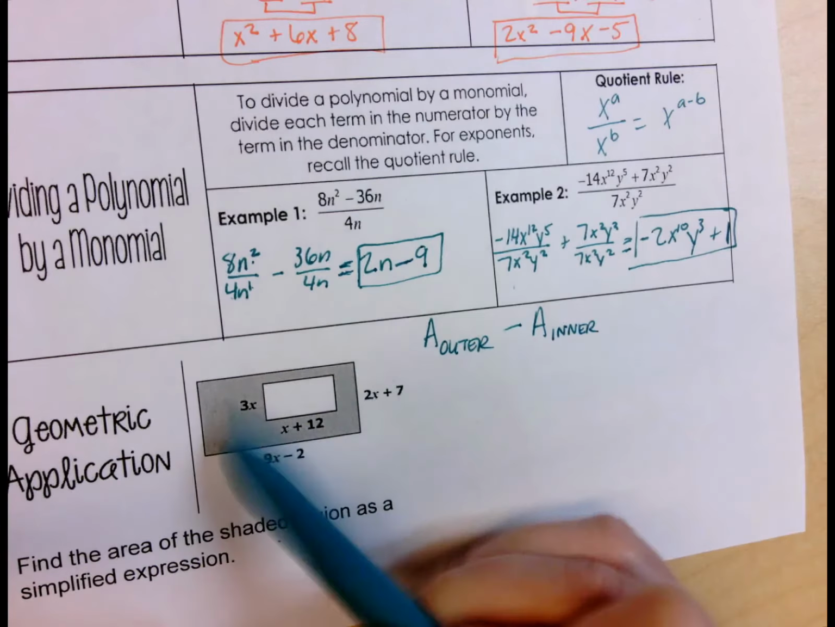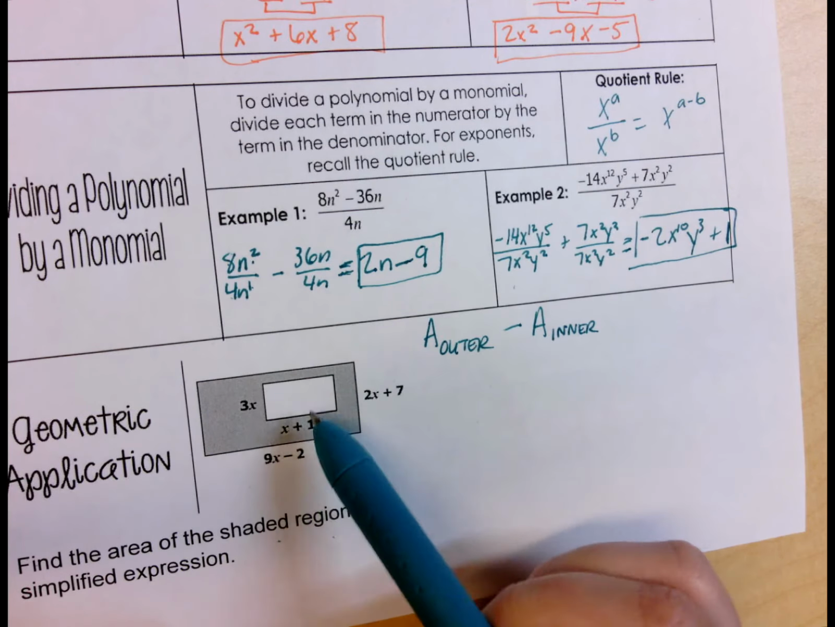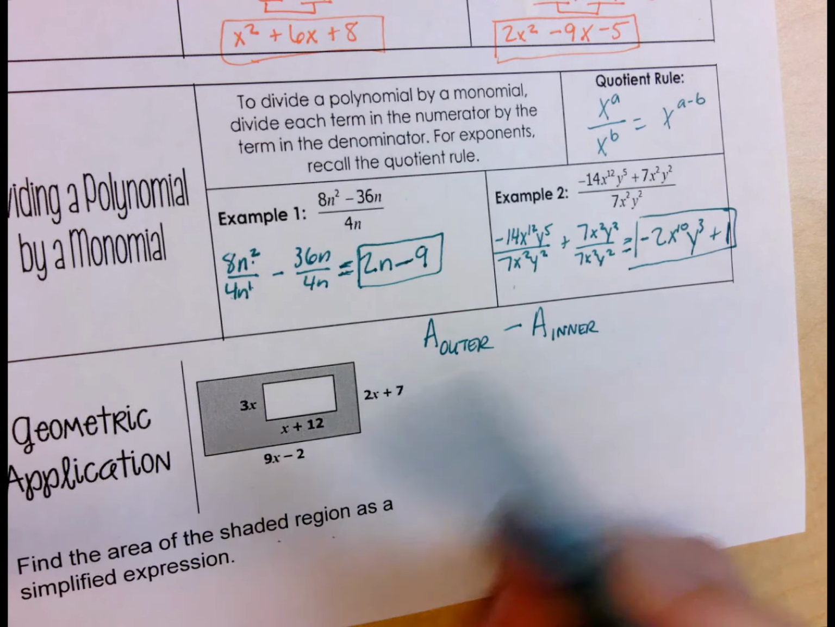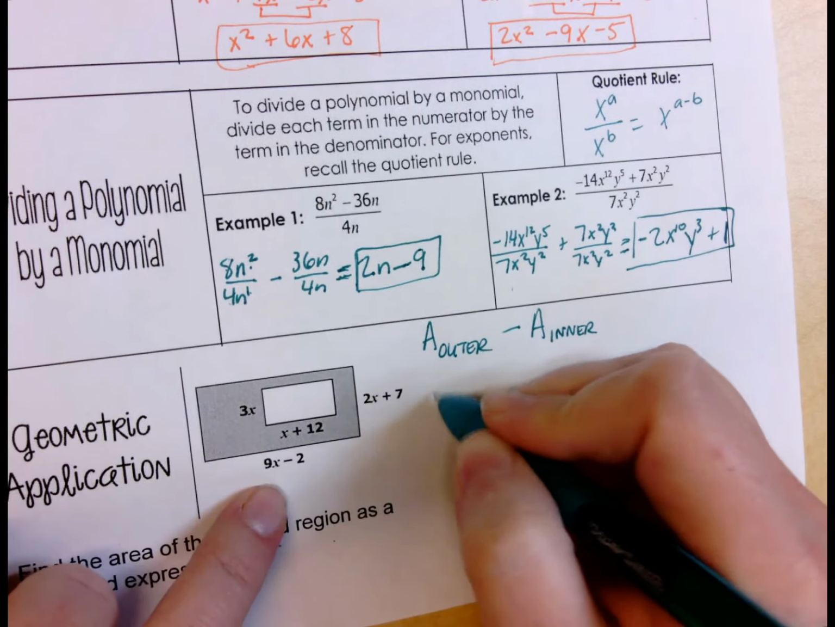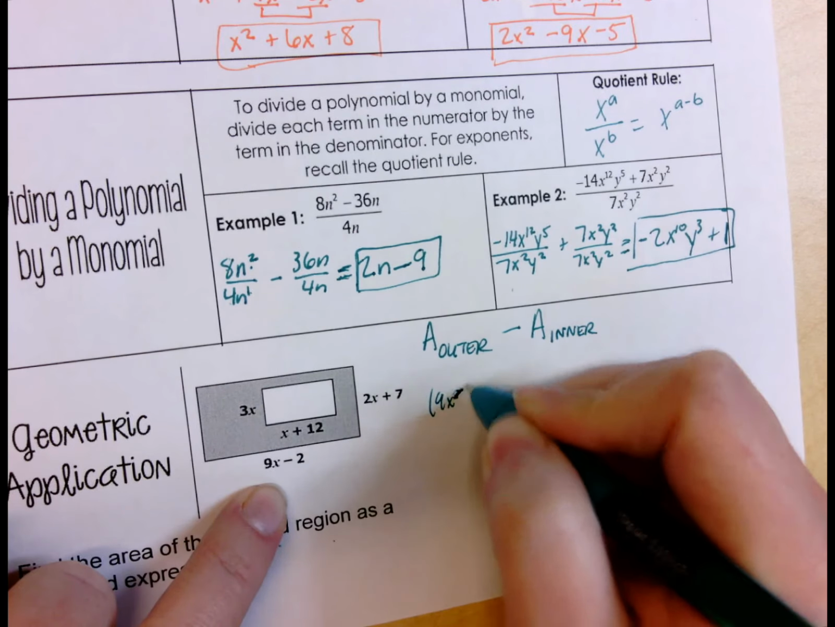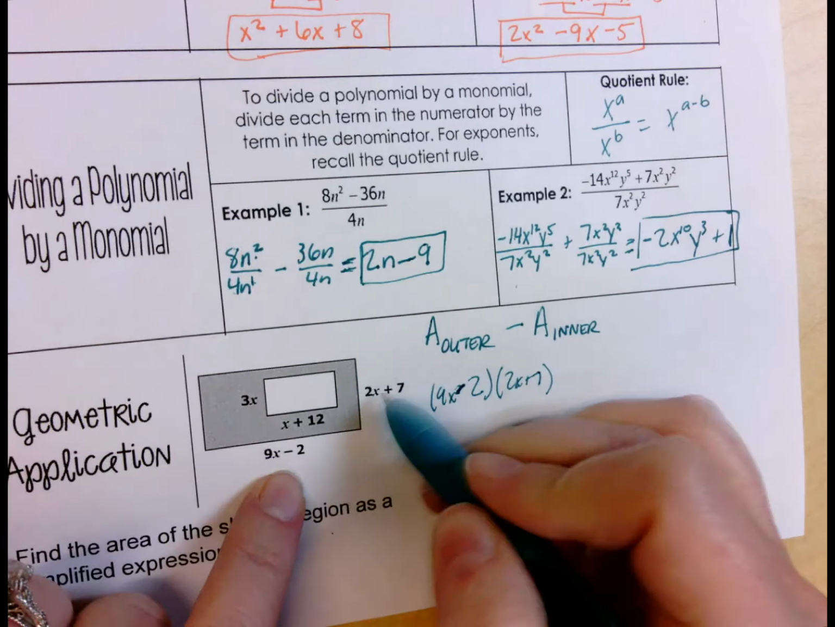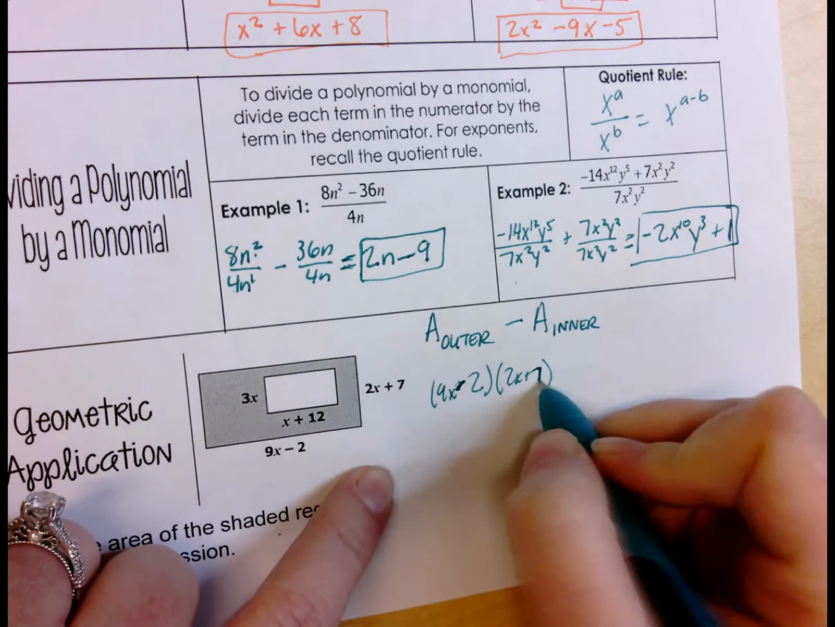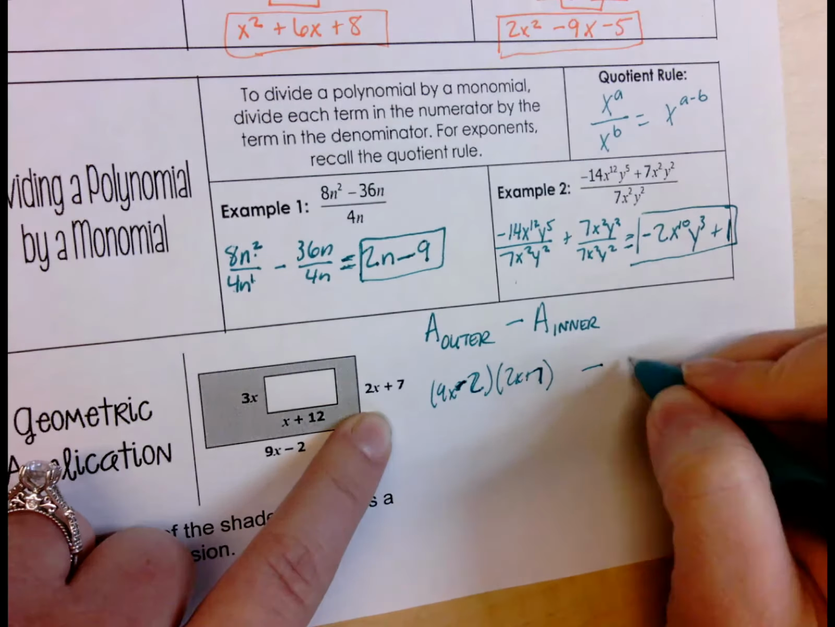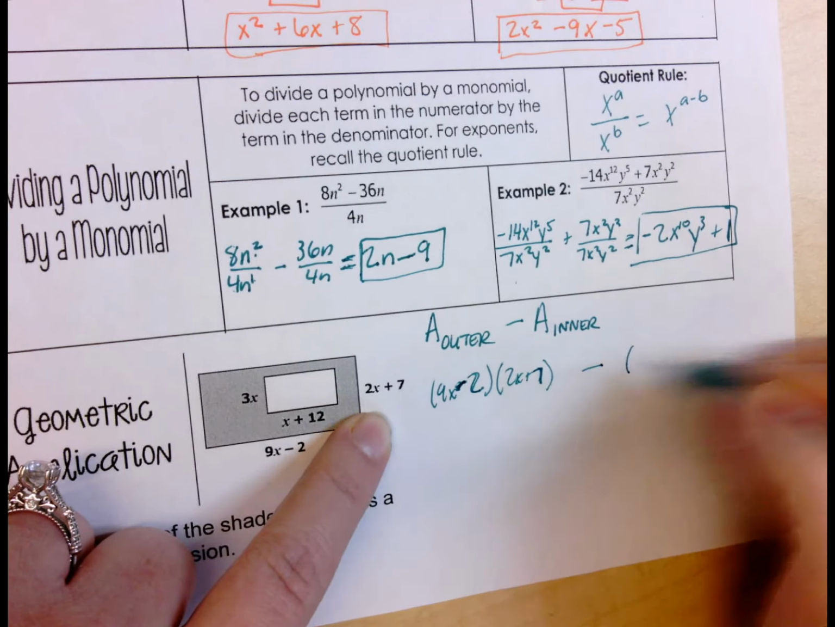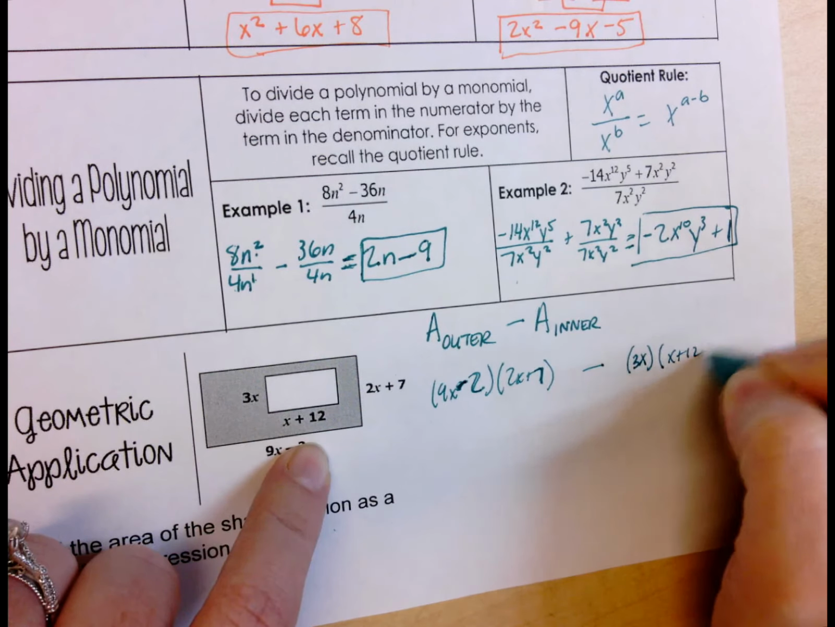Okay, so to find the shaded area, we're going to take the whole area and we're going to subtract this part that doesn't belong to the shaded area. And so this is going to take a little bit of work here. So we're going to start with this outer part. So the outer one is 9x minus 2 multiplied by 2x plus 7, because remember, area is length times width. Okay, so it's 9x minus 2 multiplied by 2x plus 7. And then once we've got all of that simplified, we're going to subtract this 3x multiplied by x plus 12.